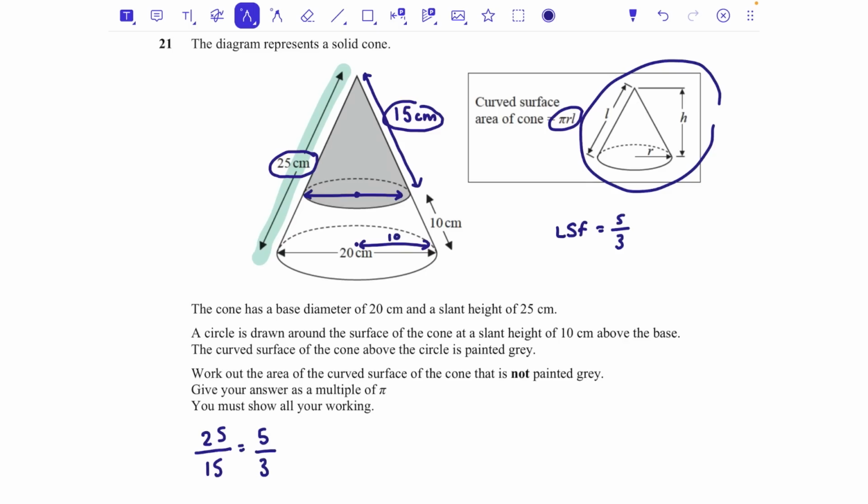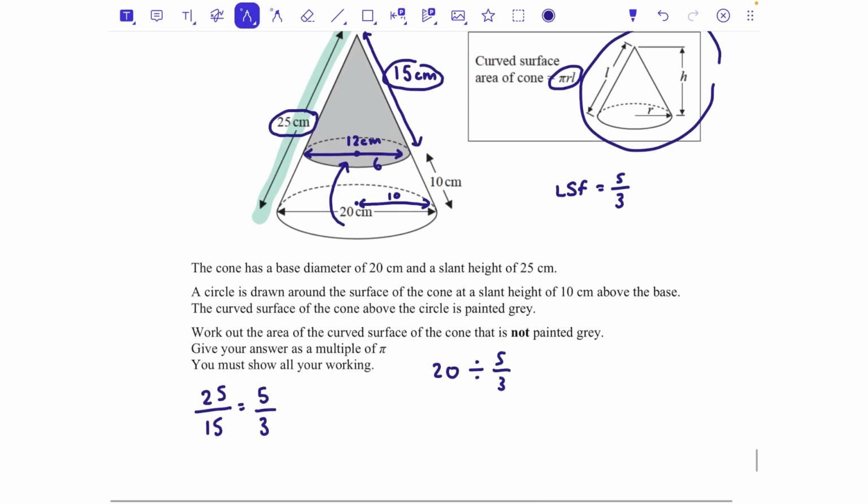And the radius of the top one, well, let's go from 20 to this, or you could go straight from 10 to be honest. If I do 20 and I divide it by 5/3, that's going to get me to the length of the smaller cone because I'm using that linear scale factor. So 20 divided by 5/3 is 12. So it's 12 centimetres all the way across, which means the radius is 6. That then means that the curved surface area, let's just pop that over here, linear scale factor is 5/3.